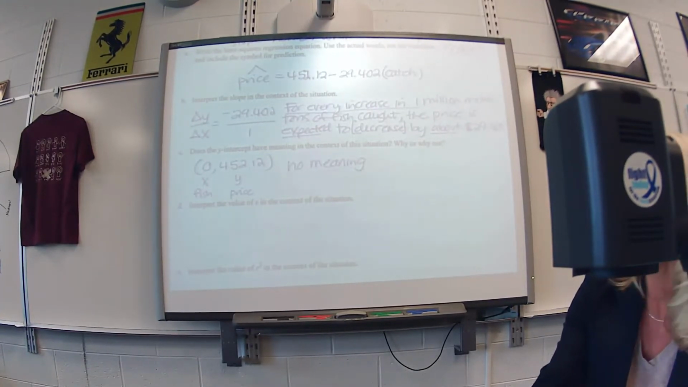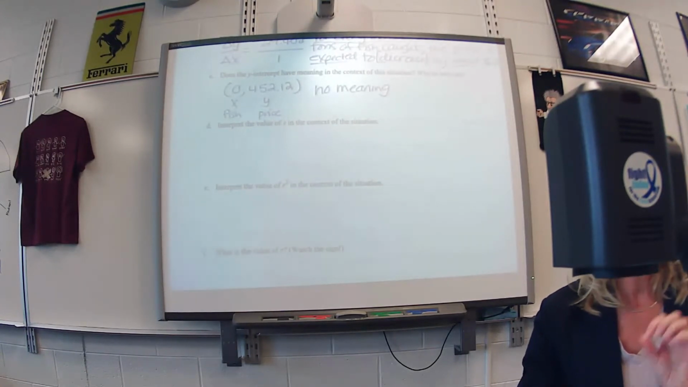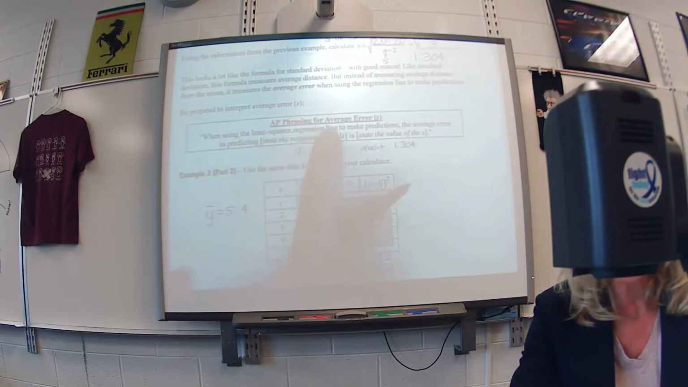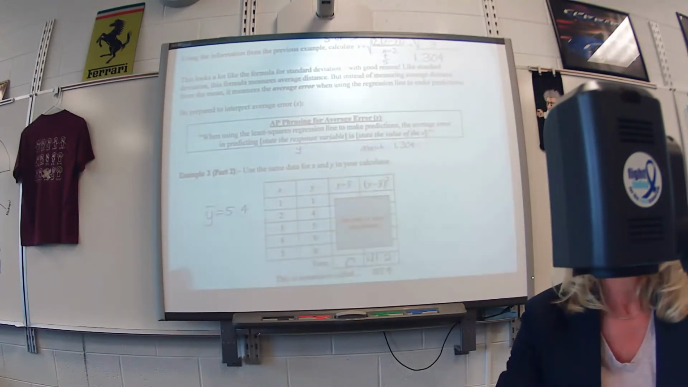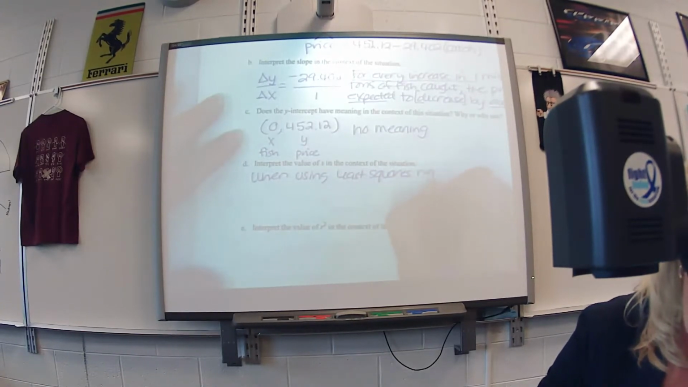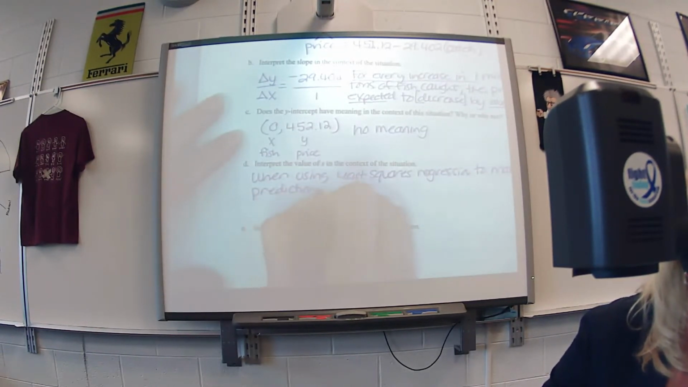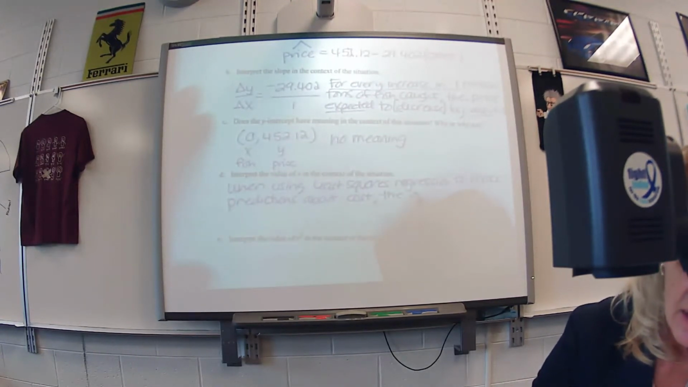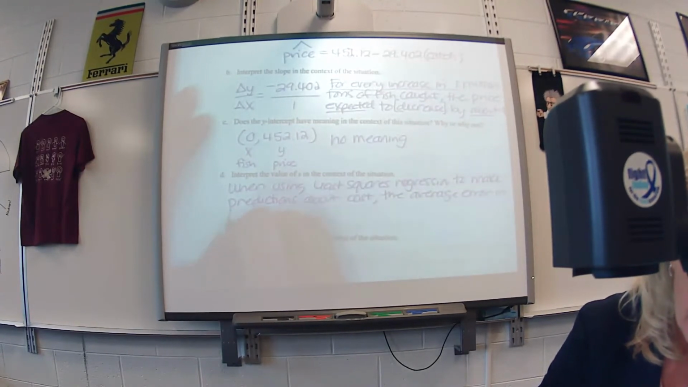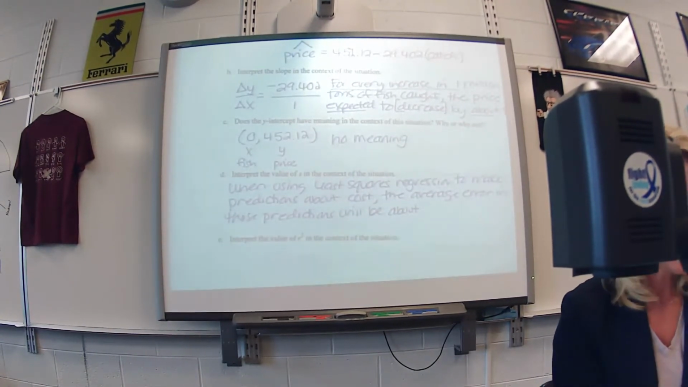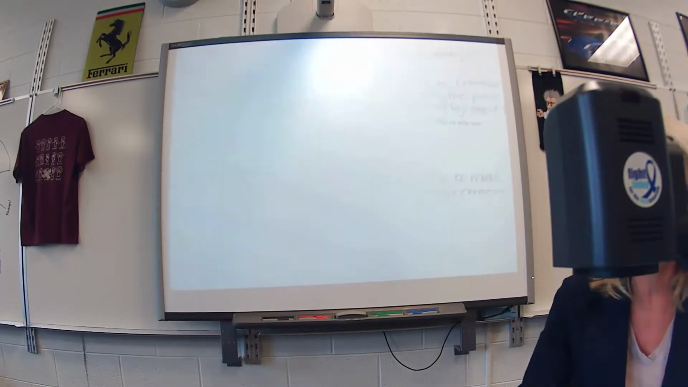All right, here's the new stuff. Interpret S. S is going to be a lot like standard deviation, but you're going to start with the phrase, when using the least squares regression line to make predictions about cost, the average error in those predictions will be about, and then you come back here and you say, oh, the S value was 71.69.